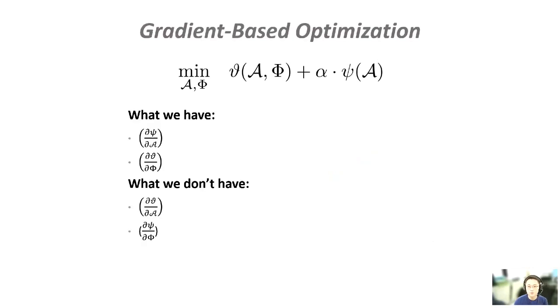To solve this problem based on gradient-based optimization, we need 4 derivatives. That is, the derivatives of the kinematic error with respect to both kinematic and dynamic parameters, and the derivatives of the dynamics error with respect to kinematic and dynamic parameters.